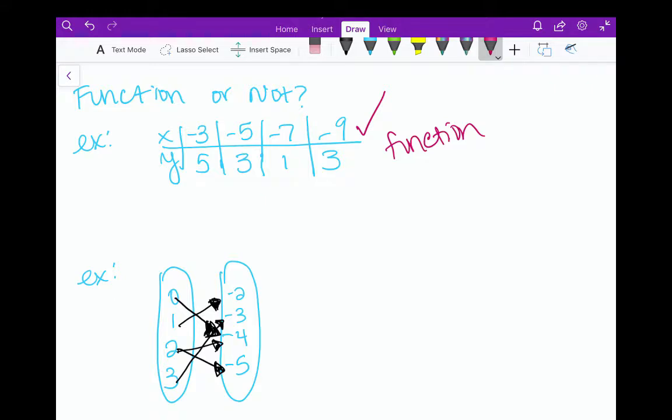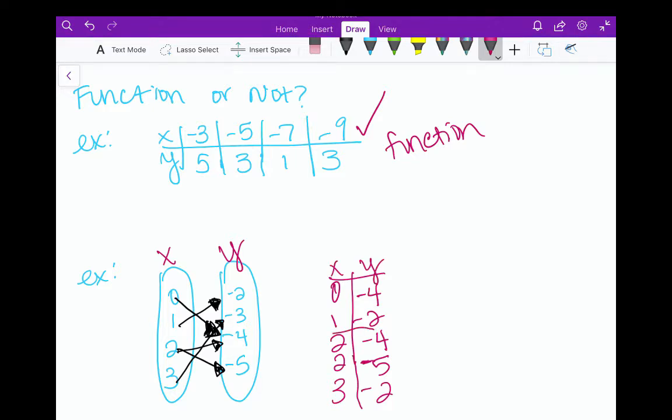Now let's look at a mapping example. Again, this is input and this is output, or x and y. Does each input have exactly one output? Well, the 0 maps to the -4. I prefer to see things in a table, so I'm going to go ahead and make a table for this. 0 goes to -4, 1 goes to -2, 2 goes to -4, 2 also goes to -5, and 3 goes to -2.